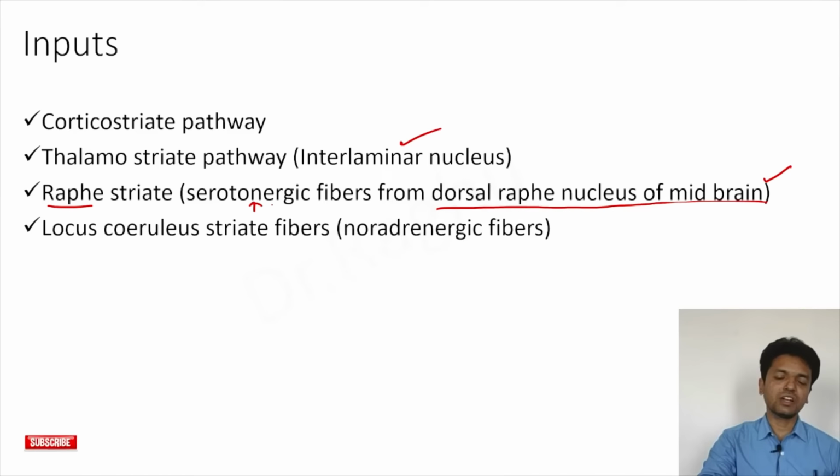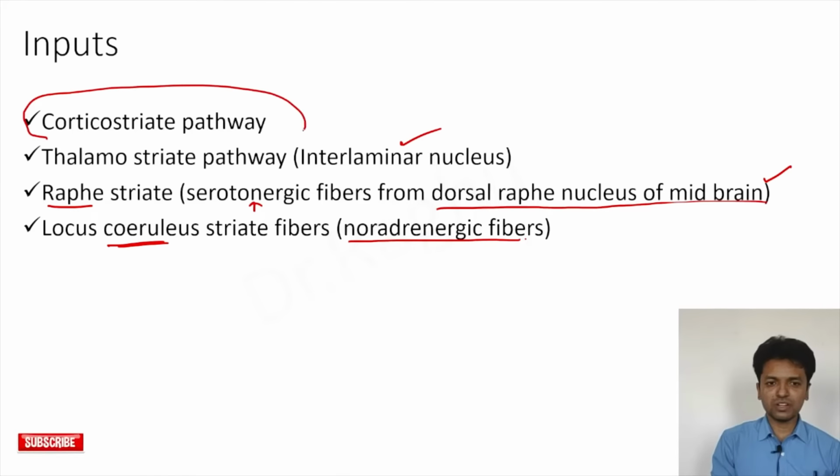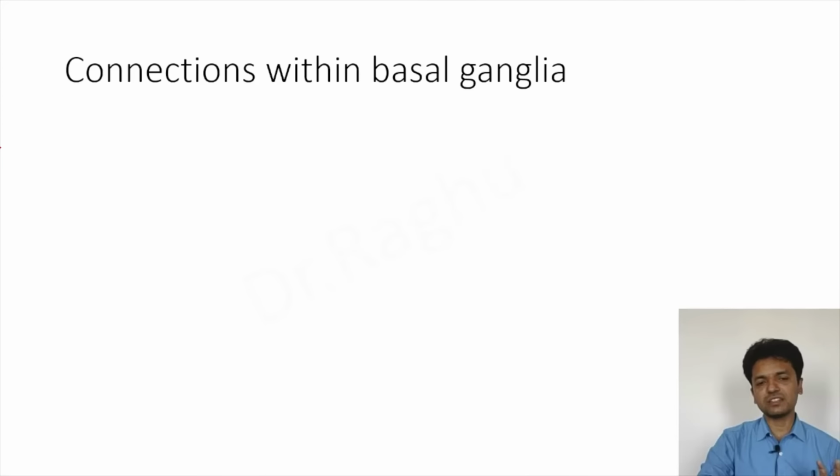And lastly, we have the locus ceruleus striate fibers, and these are the noradrenergic fibers. So these are the four important inputs. Out of these, the most important input is the one coming from the corticostriate pathway. Okay. Next, let's understand the connections within the basal ganglia.